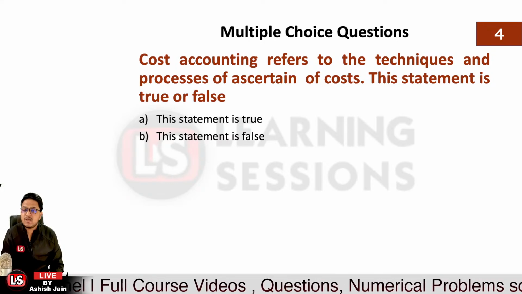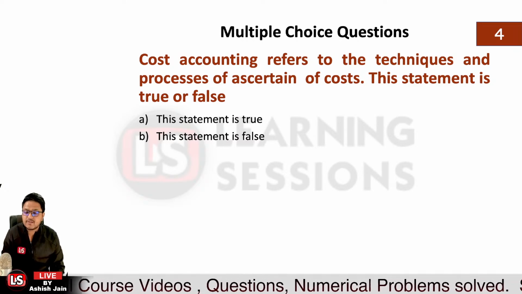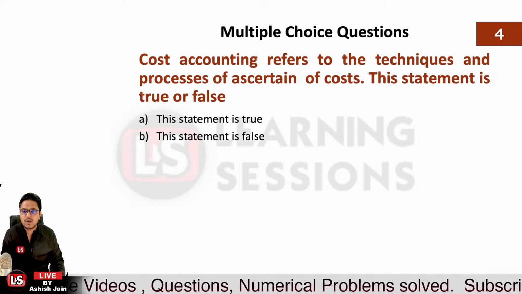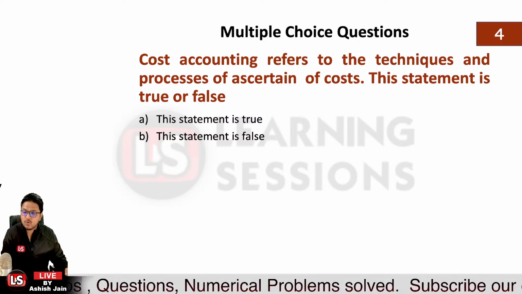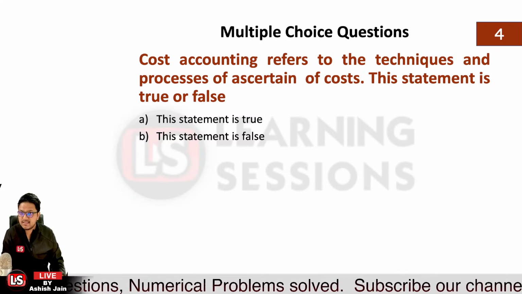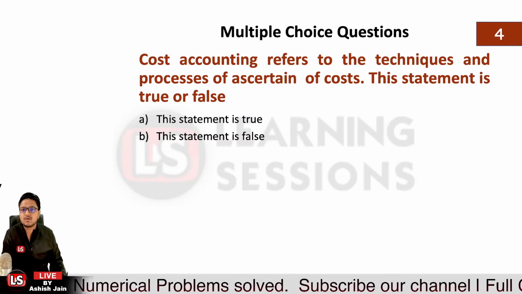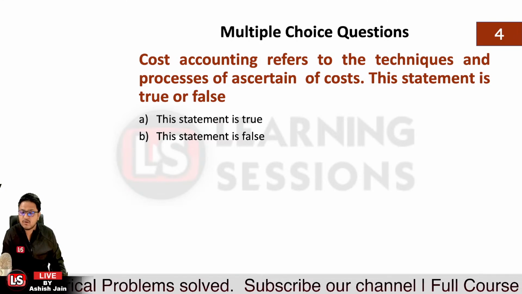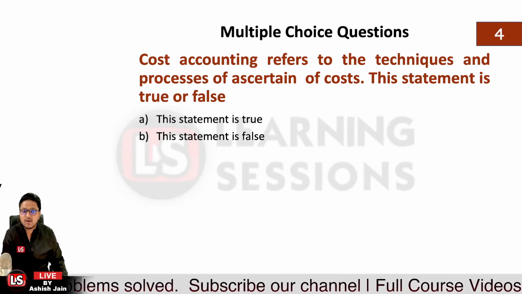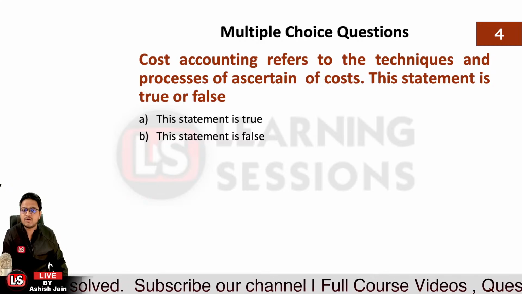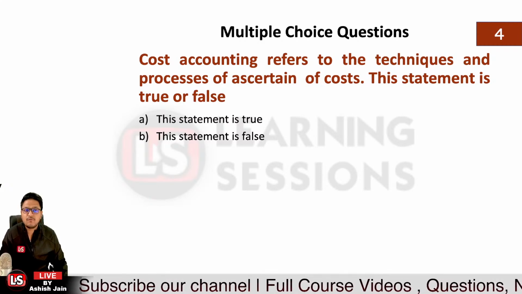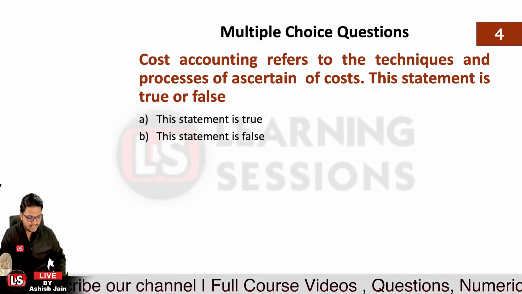So cost accounting is basically what? Cost accounting is something different. It's related to the fact that we enter the expenses, we summarize them, we examine them. That is basically cost accounting. The main essence of cost accounting is related to the same. Okay, so the statement is false over here. So option B would be the right answer.